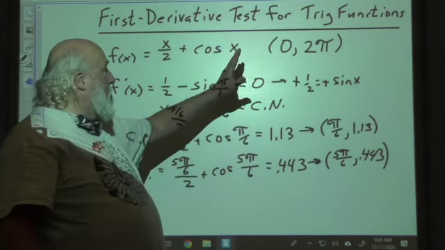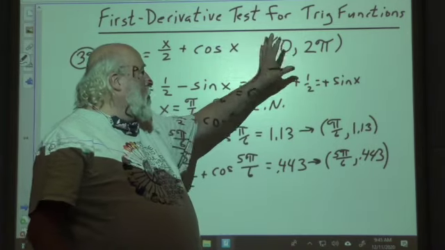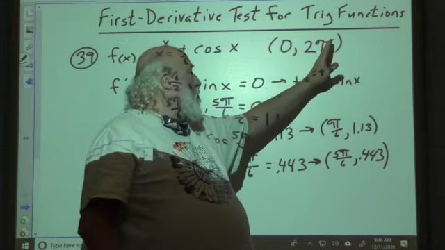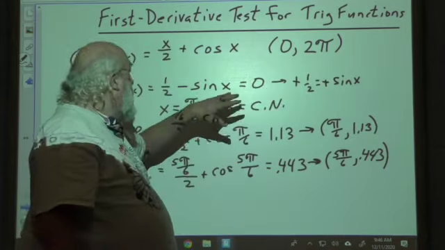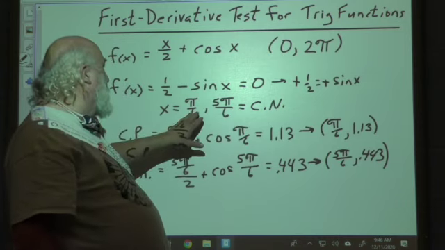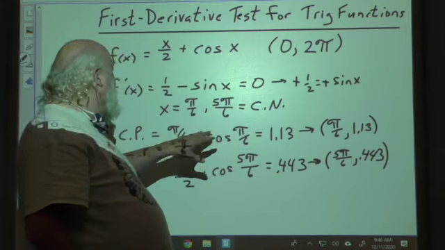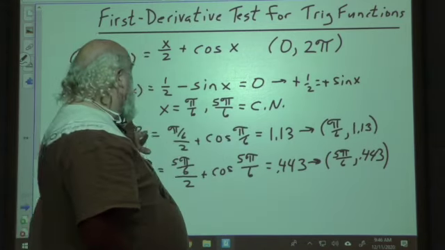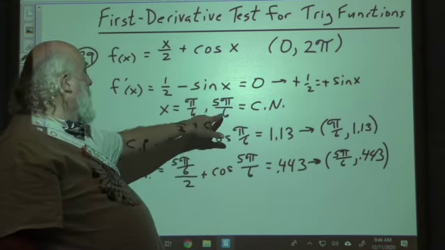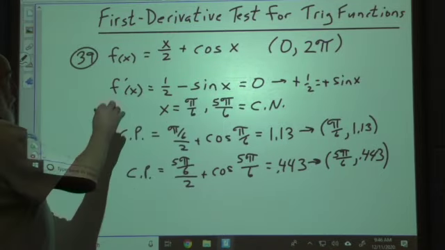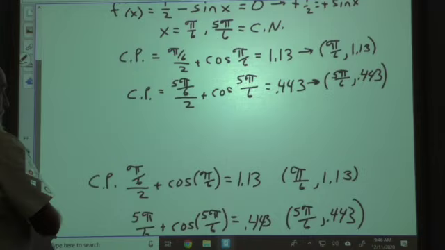We're going to have three intervals: from 0 to pi over 6, then pi over 6 to 5 pi over 6, and then from 5 pi over 6 to 2 pi. All right, so let's do the first one, from 0 to pi over 6.